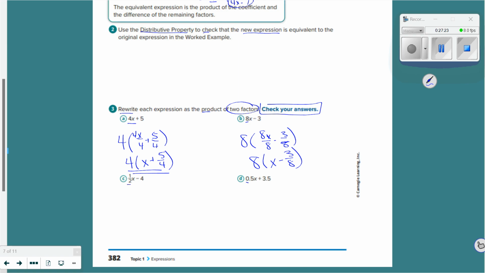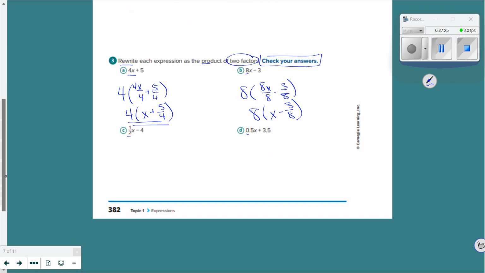Okay. The next one is a little more complex just because of the math involved. My coefficient is 1/2. But here's where it gets tough. What is 4 divided by 1/2? How do I divide by a fraction? Keep, change, flip. So change the division to multiplication and flip 1/2 to 2 over 1, which gives me 4 times 2 over 1, which equals 8. So that's x minus 8.